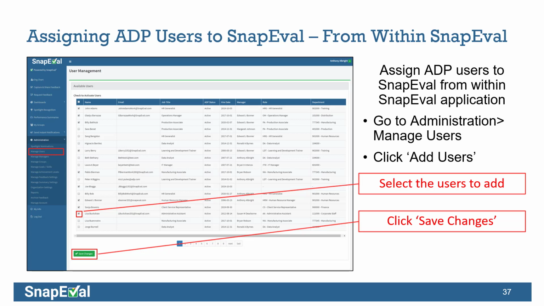But the key that I want to convey here is that you're going to do all of the assignment of users and the unassignment of users, because you're going to do the reverse of this process. You're basically going to uncheck a checkbox for a user and hit Save Changes if someone is no longer in your organization, if they've been terminated and you don't want them assigned to SnapEval anymore. You're just going to uncheck the checkbox for that user and hit Save Changes. And then they will no longer be assigned to your SnapEval instance. So that's basically what we want to talk about with regard to assigning ADP users to SnapEval.